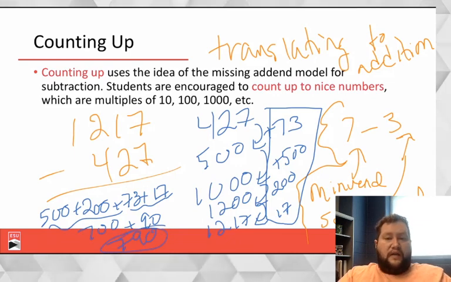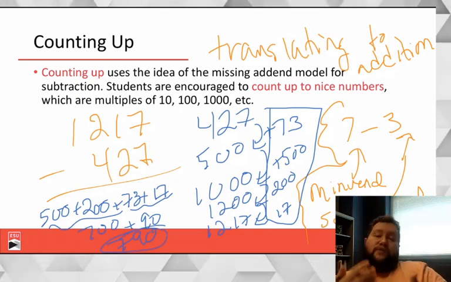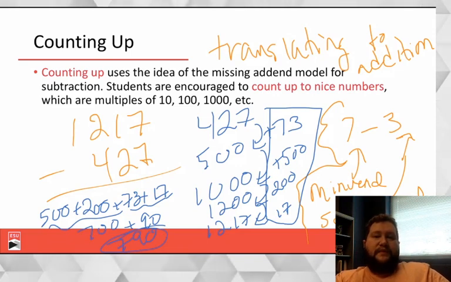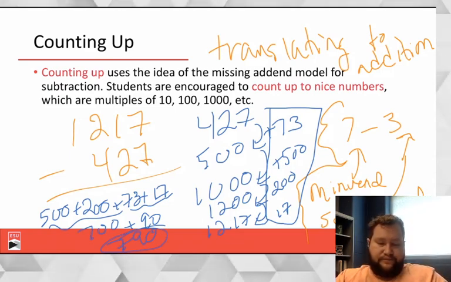So you might have been able to see, oh, well, I could just add 700 to get to 1,200. Or you might have a student that goes 427 plus 3 is 430, plus 20 is 450, plus 50 is 500, right? So there's lots of choice here, because what constitutes a nice number is going to be different for everybody. But that's the nature of the counting up model.